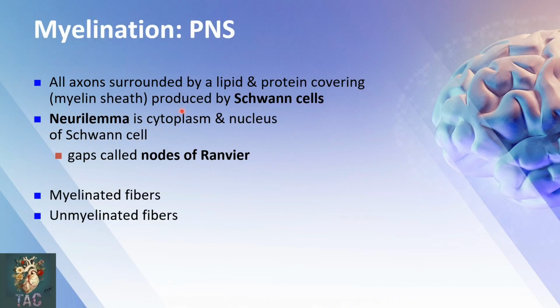So myelination in the peripheral nervous system is that all axons are surrounded by a lipid and protein covering, the myelin sheath, produced by the Schwann cells. Neurilemma is the cytoplasm and the nucleus of the Schwann cell, and the gaps are called nodes of Ranvier. So they may be unmyelinated or they may be myelinated as well.